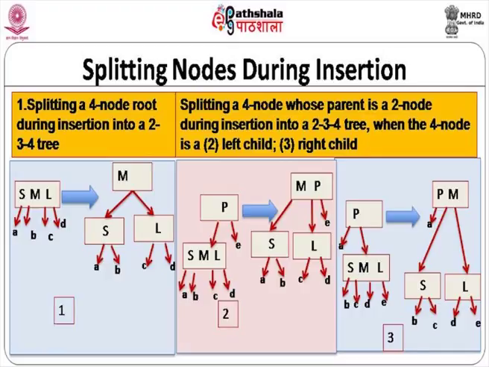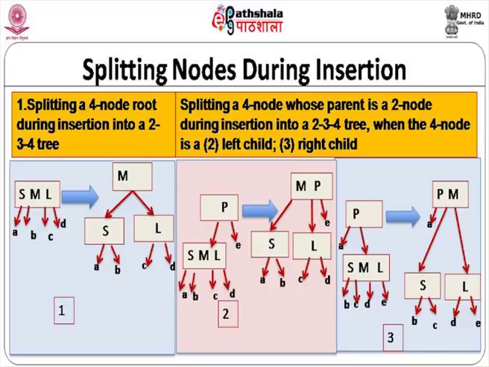So, splitting a 4 node root during insertion, let us assume it is a root during insertion. What will you do? You will split it such that you have a parent, with A and B put as a child, and AB as its children, and CD as the other. You will notice that the search property is still maintained. So, what you are doing is splitting it.